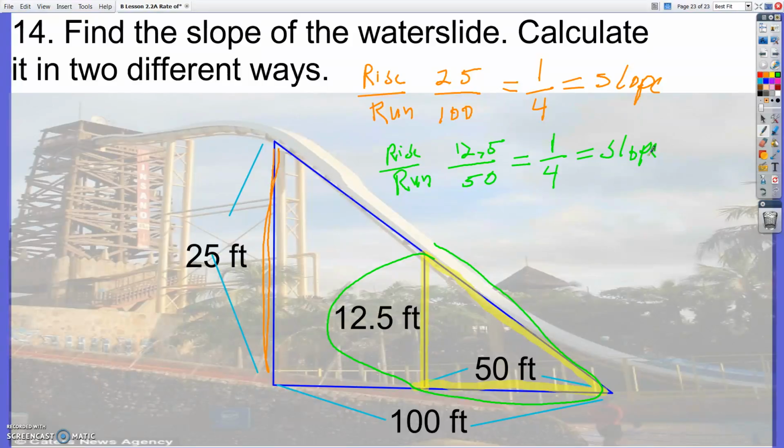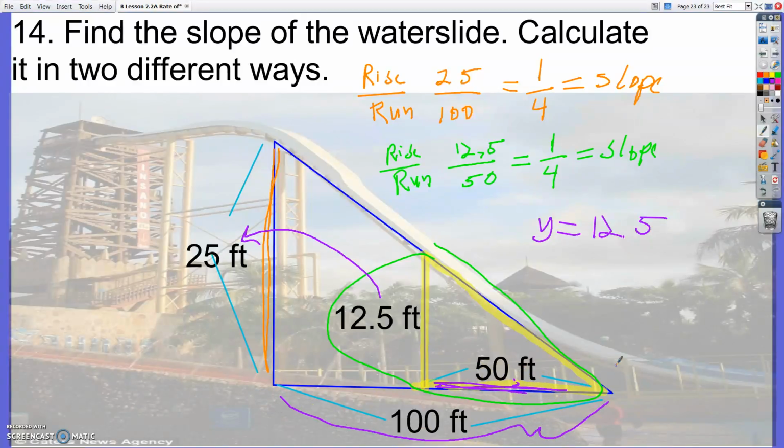Okay? And you can see also a third separate way. So we'll do it in purple. The change from 12.5 to 25 is 12.5. So that's how much I went up on my y value. I went up 12.5. And how much I went from 50 for this length right here to 100, which is my larger value, I went up by 50. So the math looks the same as the green, but I just looked at it from a different perspective.